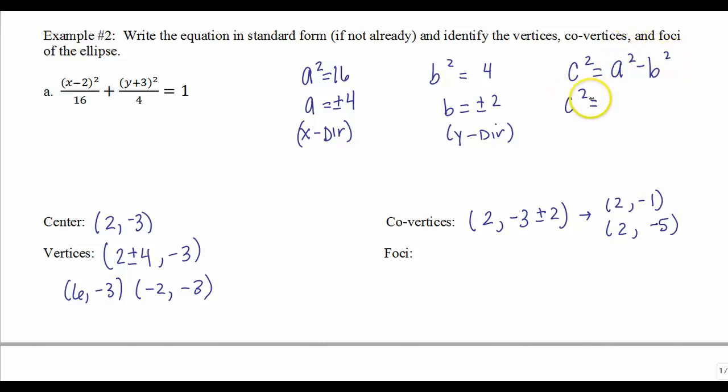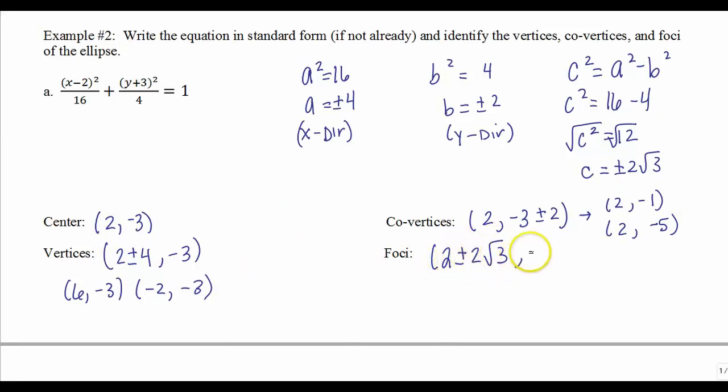Then my foci: I've got my equation, c squared equals a squared minus b squared. So c squared equals 16 minus 4, so c squared equals 12. Need to reduce. I've got plus or minus 2 root 3. So that's in the x direction. Remember, foci and vertices are in the same direction. So (2 plus or minus 2 root 3, -3). Again, it's always from the center, so don't forget that. And I can't combine 2 and 2 root 3 because they are not like terms, so I just leave it like that.